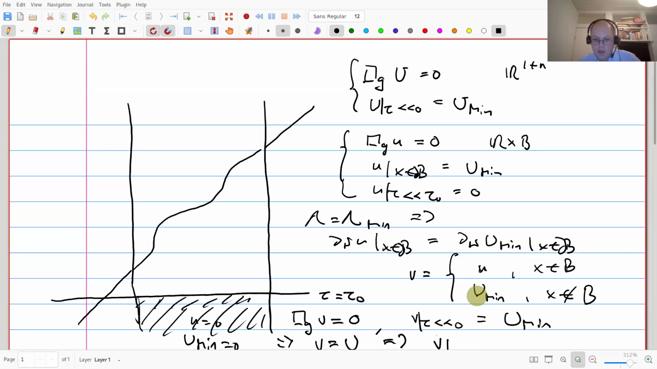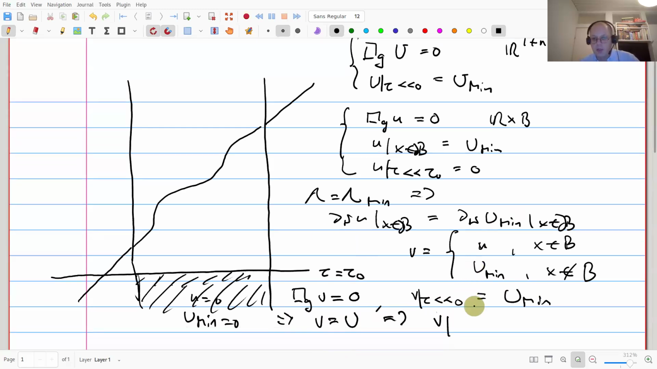And in particular it implies that V outside the cylinder, which by definition is U Minkowski, is the same as capital U outside the cylinder. So that's what I wanted to show. I wanted to show that this perturbed plane wave is the same as Minkowski outside the cylinder. So that finishes the proof of my first lemma.